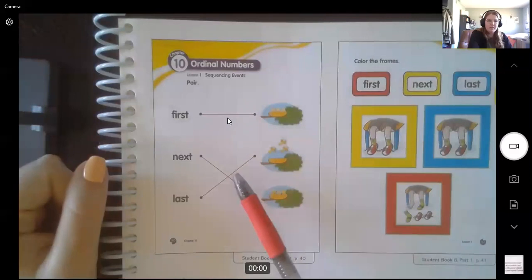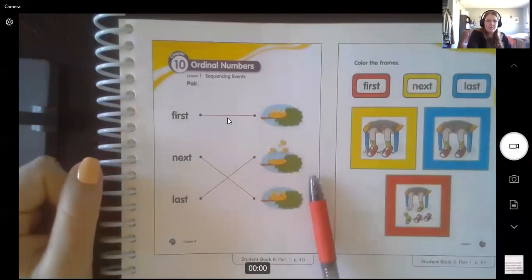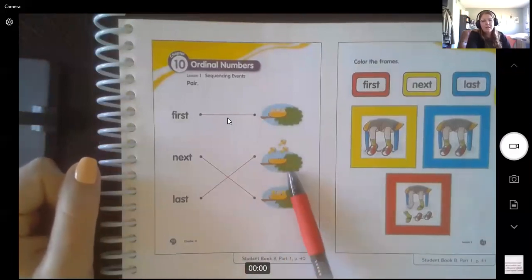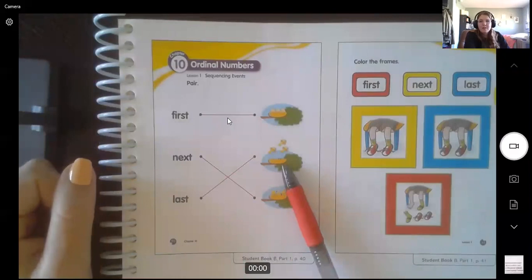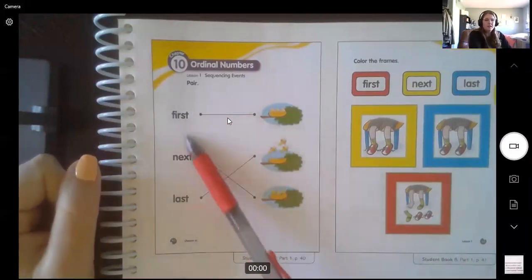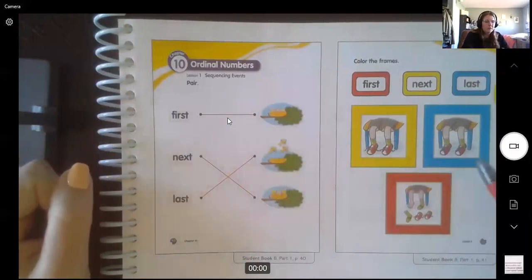What's going to come next after the birdies are in their shell? Yeah, they're going to hatch. And what comes last? Yeah, they're going to fly away. Help them to understand these verbs and how they relate to a sequence of events. That goes for page 41 too.